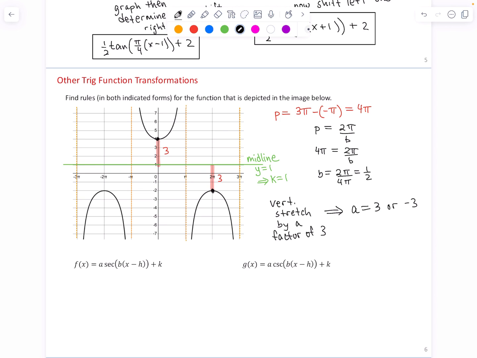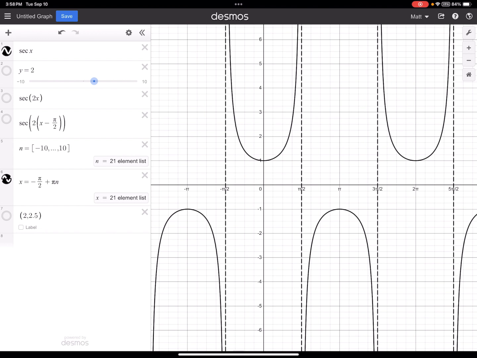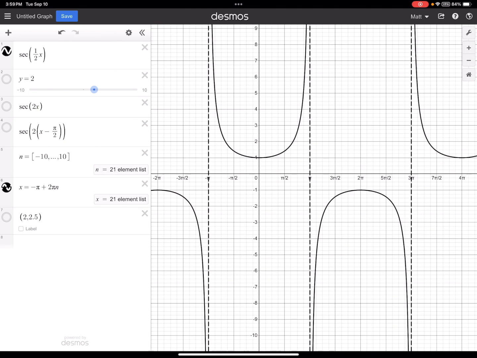So looking at the first case, let's assume a is 3. We know b has to be 1/2. Let's assume h is 0, in other words, no phase shift yet, and then k was +1. Graphing this in Desmos, here's the graph of secant. Let's do the horizontal stretch by replacing x with 1/2 x. Zoom out a little bit. Notice the asymptotes are already in the correct place. The period is 4 pi as expected.